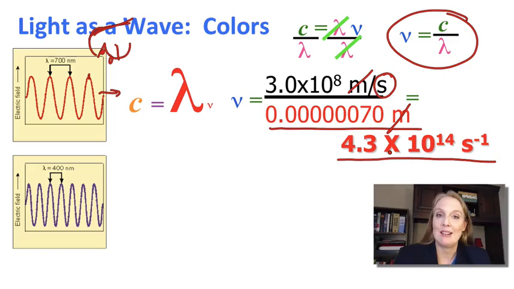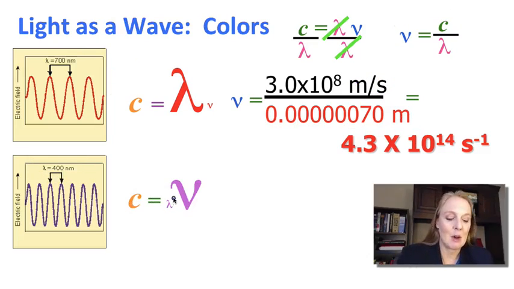So whenever you're looking at something red, there's a red wave peak hitting your eye 4.3 times 10 to the 14th times per second. Isn't that fascinating? What about violet light in contrast? Well, if I look at the violet light, I see that it has a shorter wavelength, 400 nanometers. So the peaks are closer together.